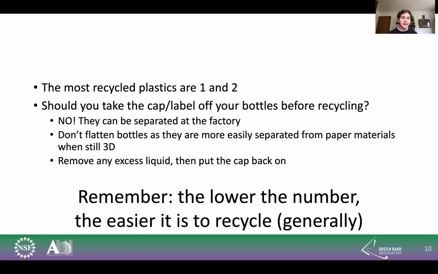And similarly, don't flatten your bottles, as in the sorting process, apparently flattened bottles are often mistaken for paper materials, since they don't have that easily distinguishable 3D shape, which is used in the sorting process, and you run the risk of contaminating recycling.